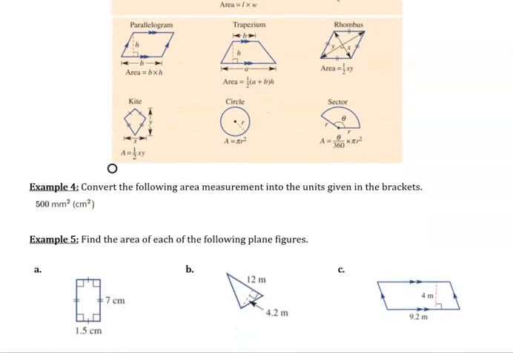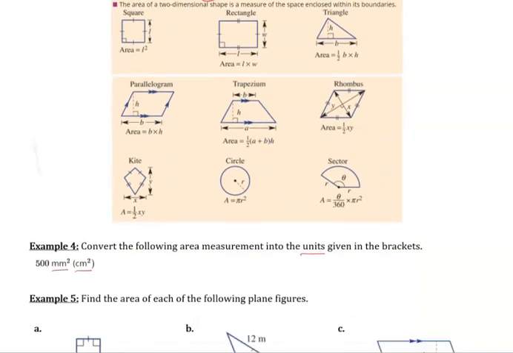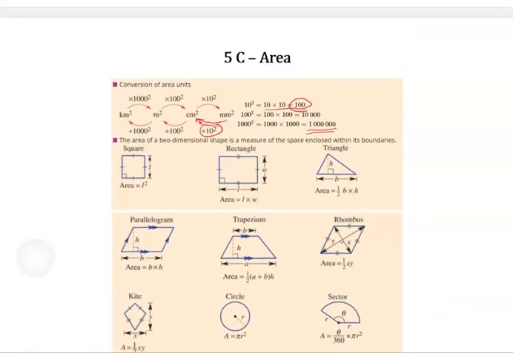Convert the following area measurement into the unit given in brackets. So we're going from millimeters squared, or square millimeters, to square centimeters. If we refer back, from millimeters squared to centimeters squared, we're going to divide by 10 squared. And 10 times 10 is 100. So we're going to divide by 100. So 500 divided by 100. Look at that. That gives us 5 square centimeters. Divide by 100. It's that simple.